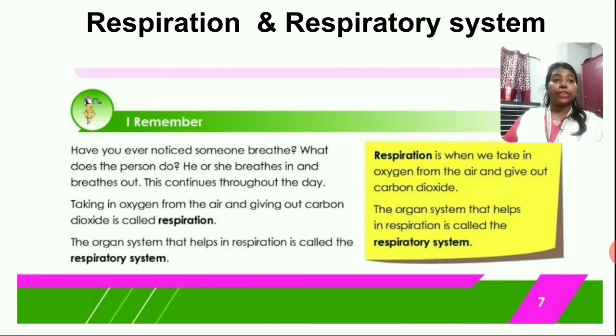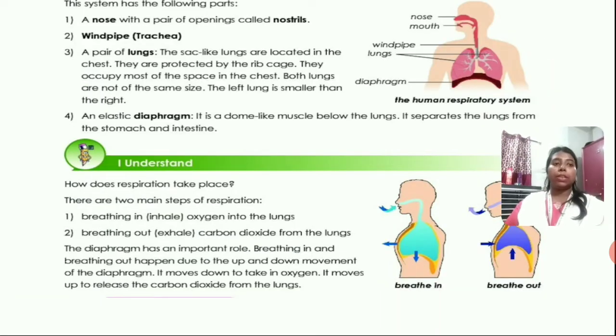Yes, and the respiratory system means the organs which are working together to carry out this process. So children, what were the organs that were involved in the respiratory system? Do you remember what the organs were? Yes, the organs involved in the respiratory system were the nose along with the nostrils, then the windpipe, then the lungs, and last is the diaphragm, isn't it?